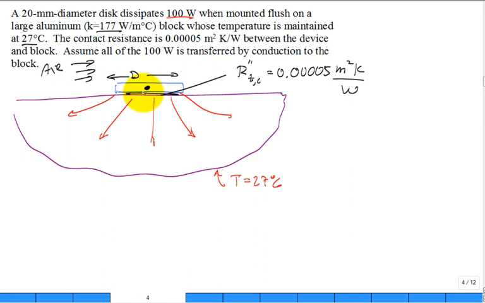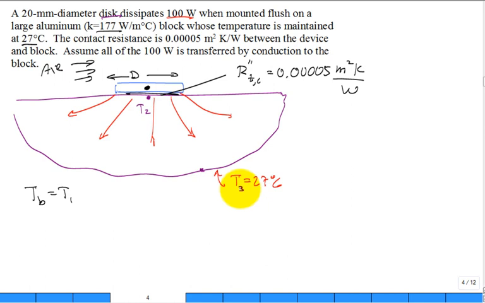There's a couple of temperatures that you introduce. You could introduce the temperature of the device, or maybe just call that T1. You could represent the temperature right below the disk in the block, maybe call that T2. And then you could have the temperature far away, T3. We only know T3.